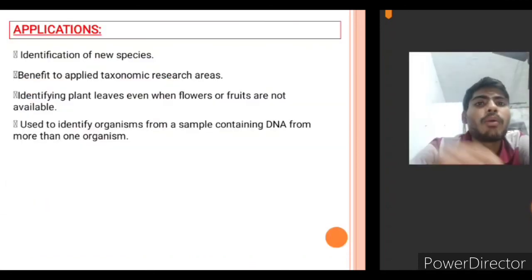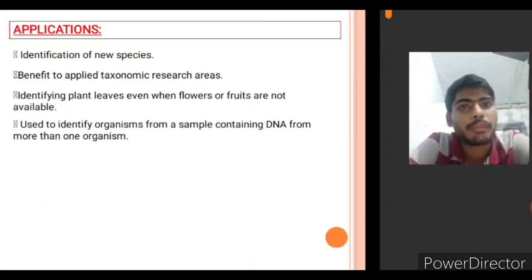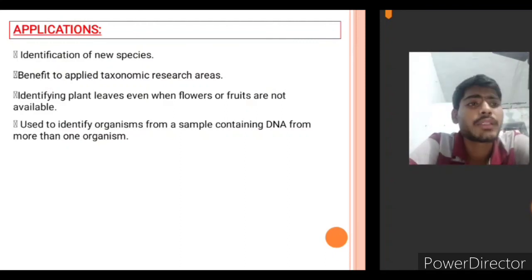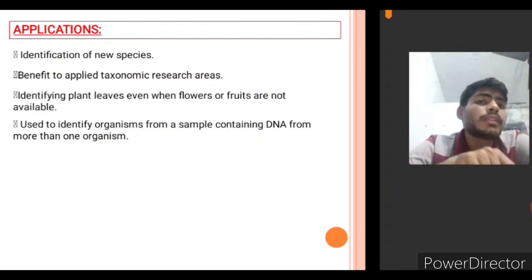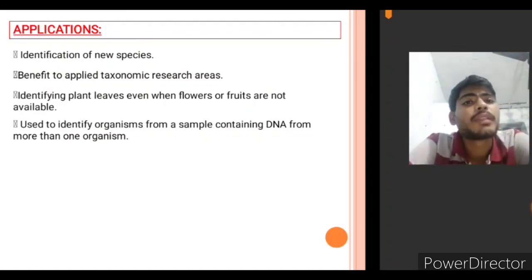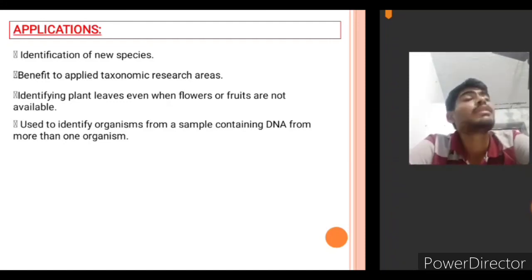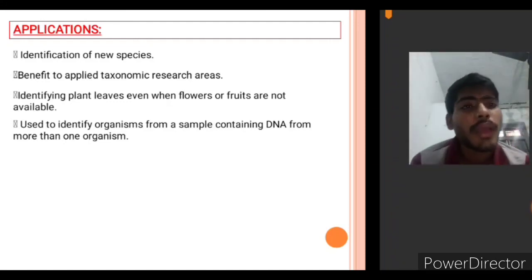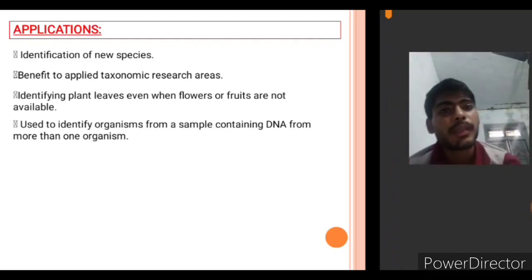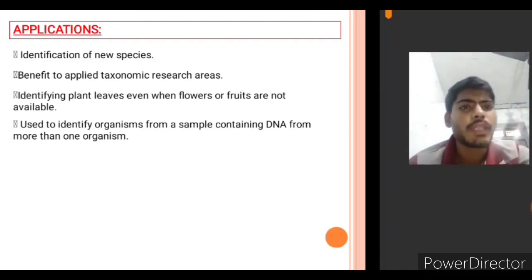Then we discuss the applications of DNA barcoding. There are a huge number of applications, as we already discussed in the figure. The main application is that it is used to identify new species. It is a benefit and research proposal of taxonomy. It is also used to identify plant species when flowers or fruits are absent. Similarly, it is used to identify an organism when the sample contains a huge mixture of DNA. Then we can also identify the species.